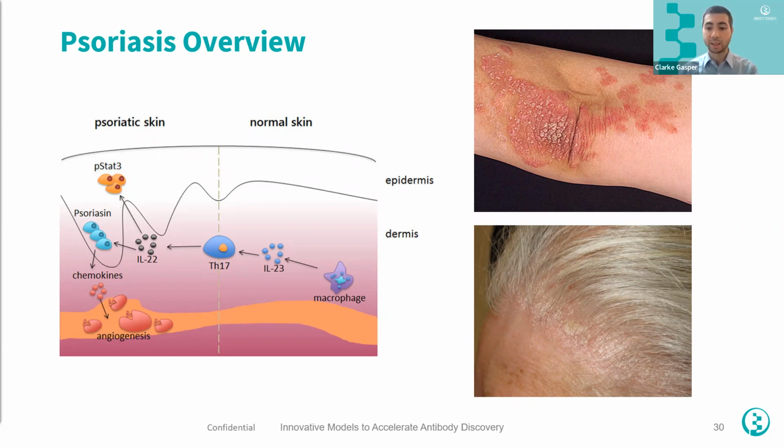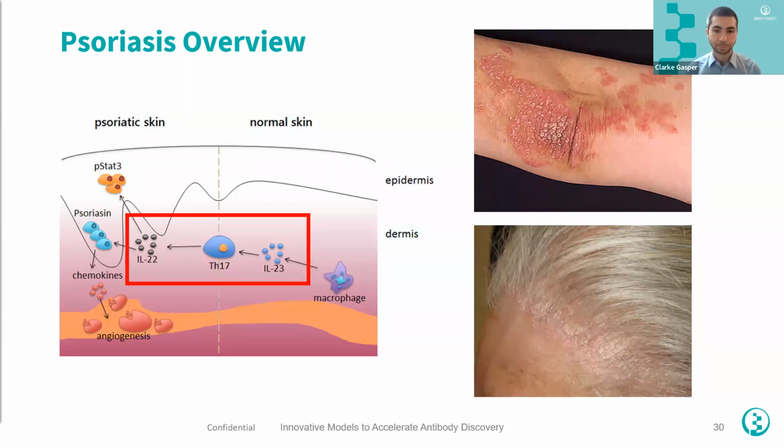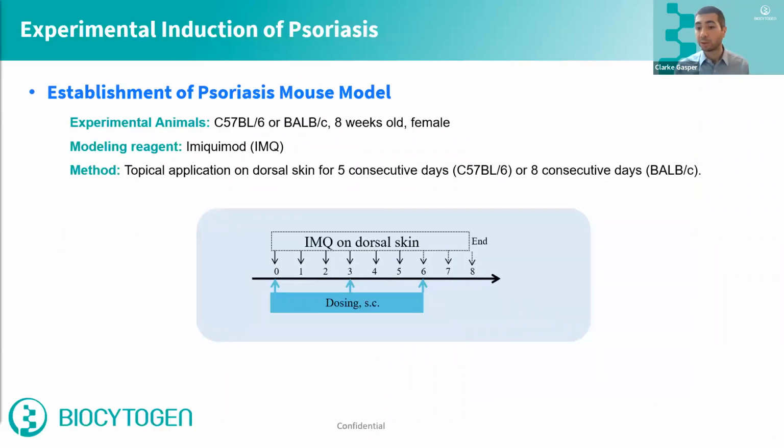And so here is a simplified mechanism of the psoriasis pathway, highlighting the 3 main cytokines associated with psoriasis, IL-22, 17, and 23. At Biocytogen, we've developed a psoriasis model in mice to test for efficacy of novel therapeutics.